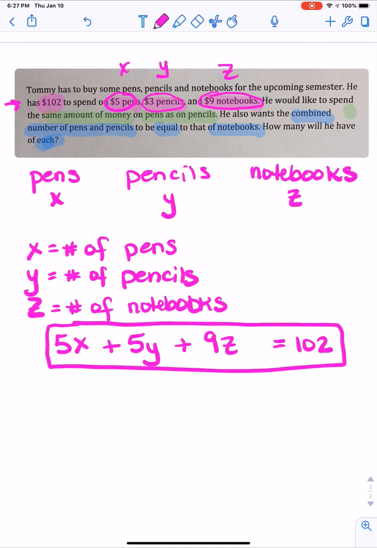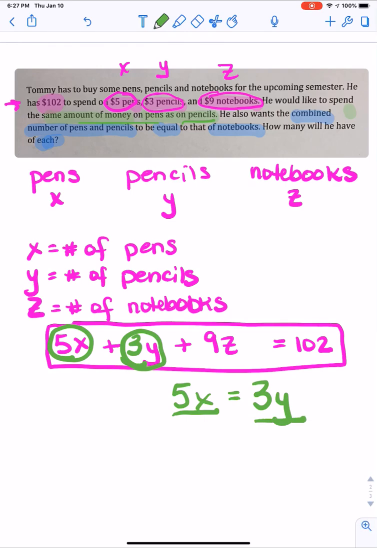Okay, now the next one says, let me just change color here. The next one says he'd like to spend the same amount of money on pens as pencils. So this right here is the amount of money that I spend on pens. Oops, I guess I better fix that. My pencils were $3. Sorry about that, guys. So that's 3. He wants to spend the same amount of money on pens as he does on pencils. So this is the amount of money on pens. This is the amount of money on pencils. So this is my second equation.